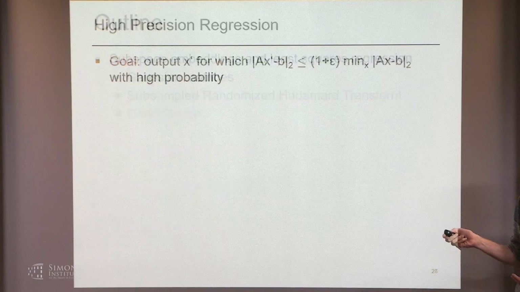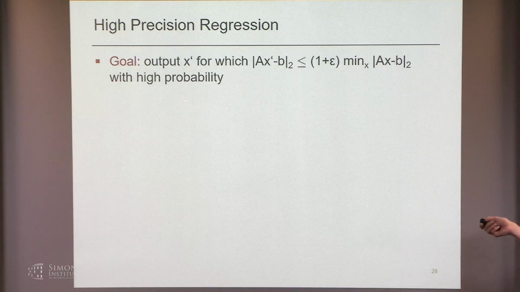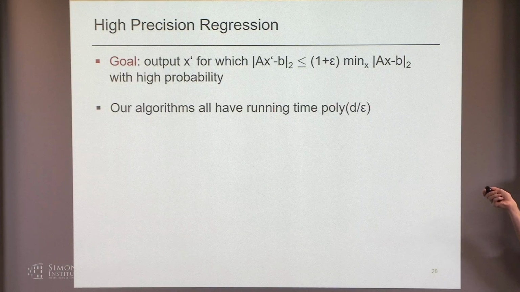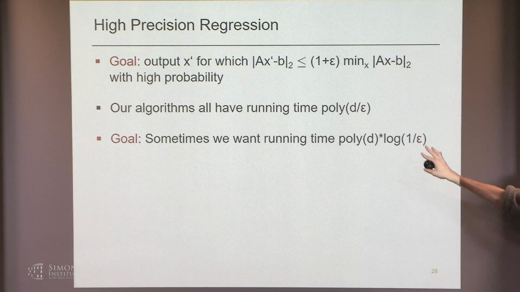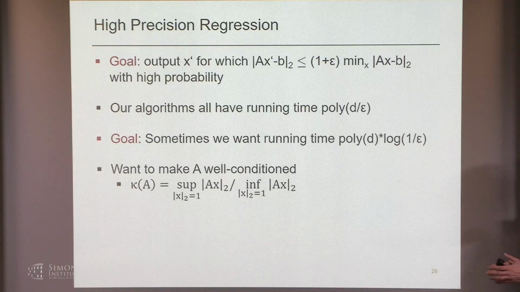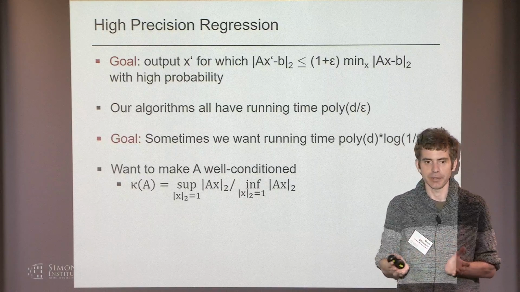Okay, high precision regression. So here is our goal again. We just want a 1 plus epsilon approximation to regression. And our algorithms run in poly d over epsilon time, but we would like poly d times log 1 over epsilon. So the idea is to first make our matrix A well conditioned.